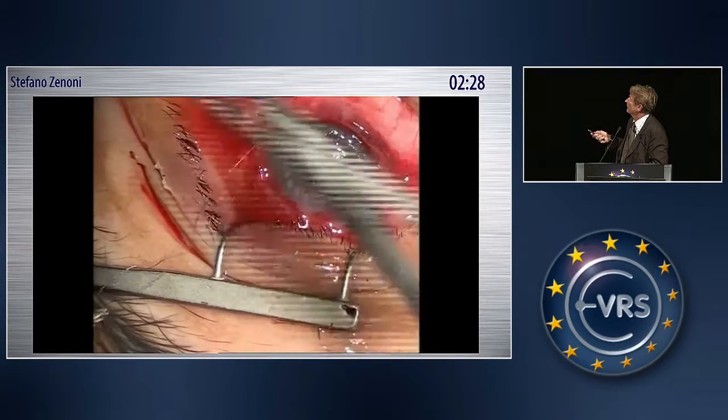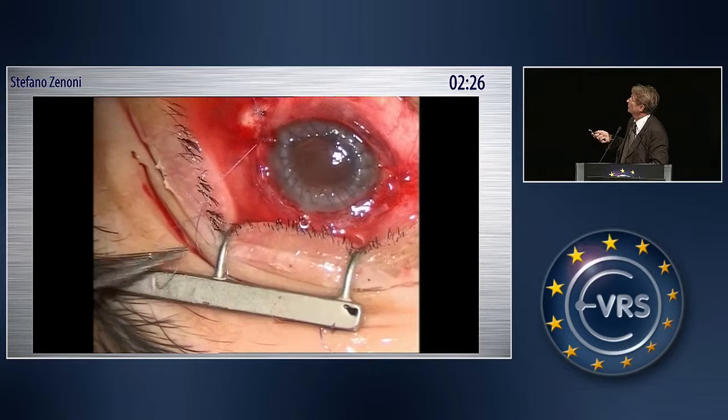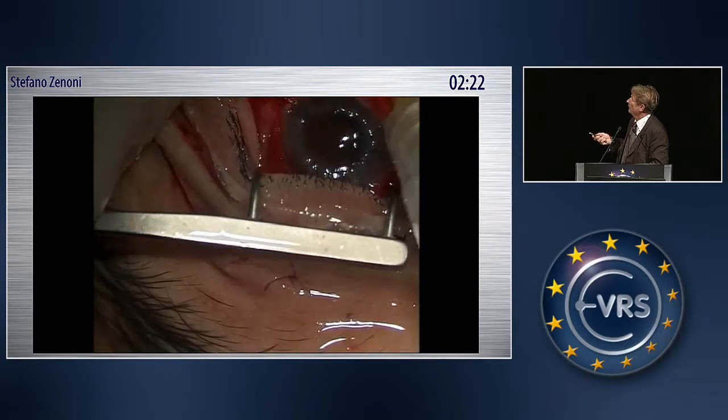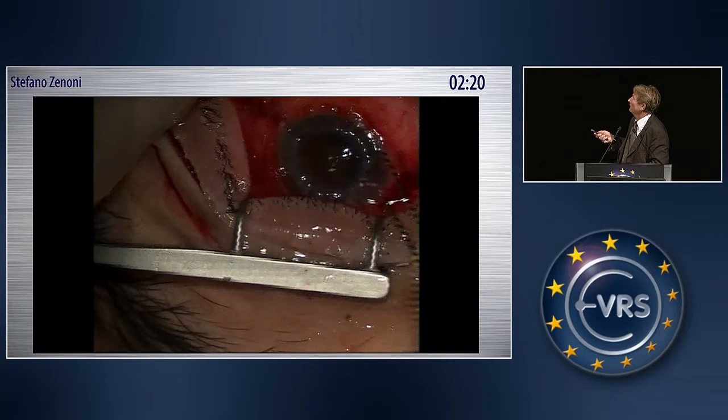This is just to say that these cases, fortunately, are not so common, but when they happen, you have to know what to do, starting from the cornea down to the retina. Okay, thanks.